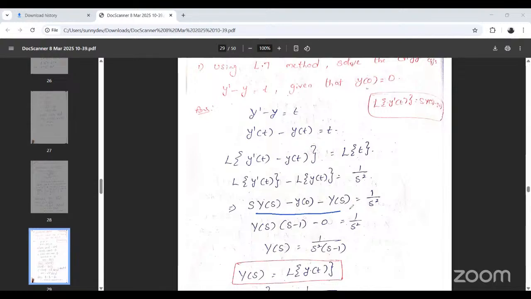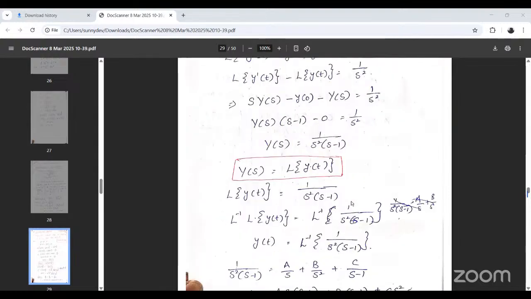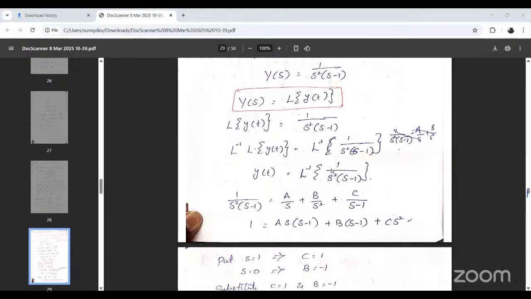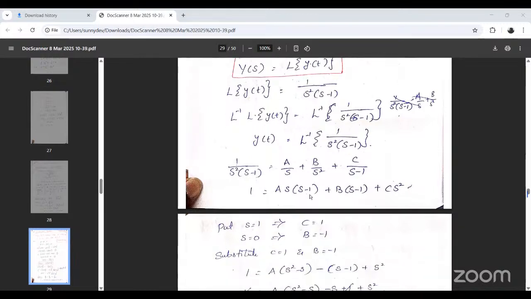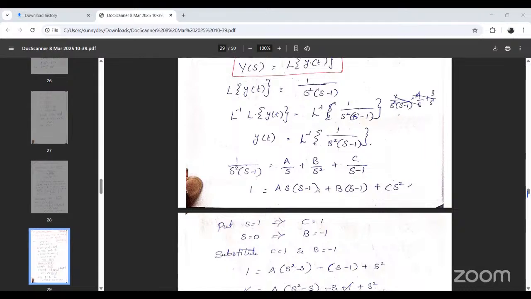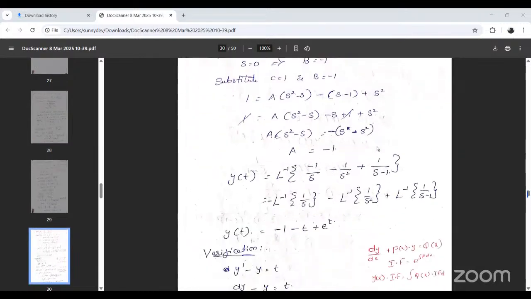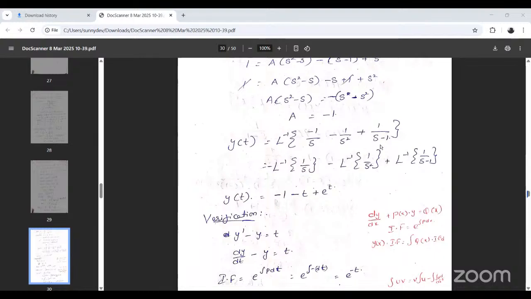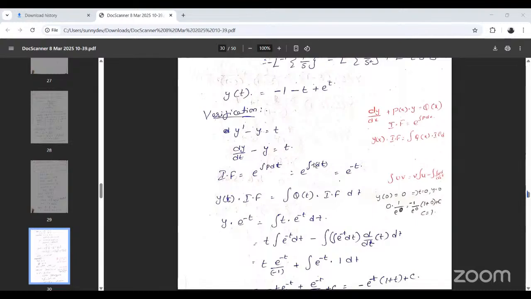So y of 0 is given as 0, no? So we can substitute the 0. So from there, take y of s as common. So that becomes 1 by s square into s minus 1. Now the inverse Laplace transformation of 1 by s square into s minus 1, we have to make the partial fractions. So that becomes a by s plus b by s square plus c by s minus 1. So then we know that y of t equal to minus 1 minus t plus e power of t.